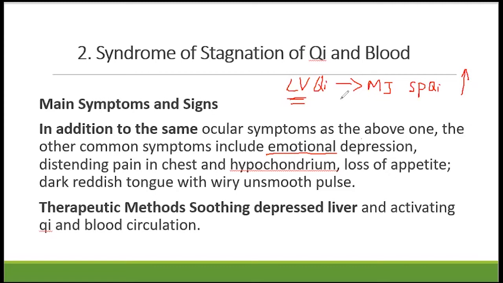Then we go back. This pattern is still mainly liver qi stagnation, which then causes qi and even blood stasis. So there are still emotional symptoms and distending pain in the chest and hypochondria, especially the liver area. The chest area is the upper jiao, but liver qi stagnation easily attacks the middle jiao, upper jiao and lower jiao. So it can attack all three jiao. And losing appetite truly shows it attacking the middle jiao.